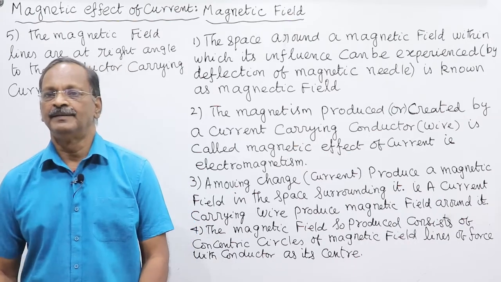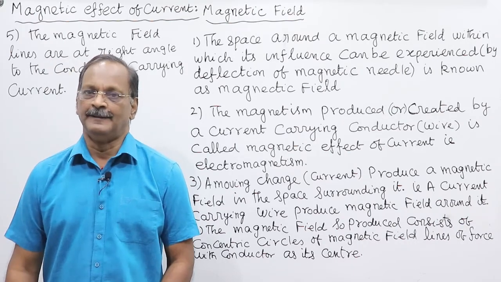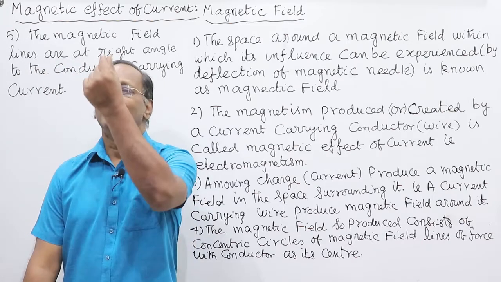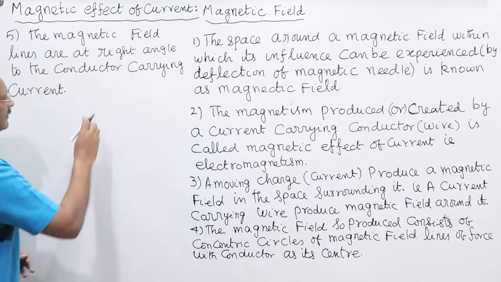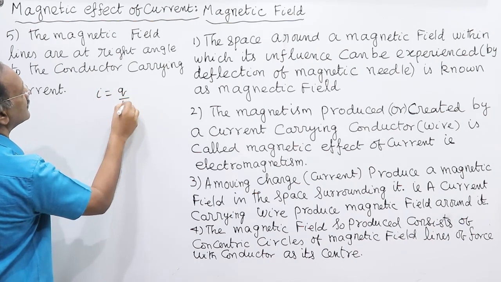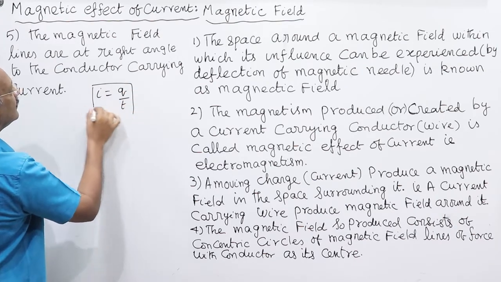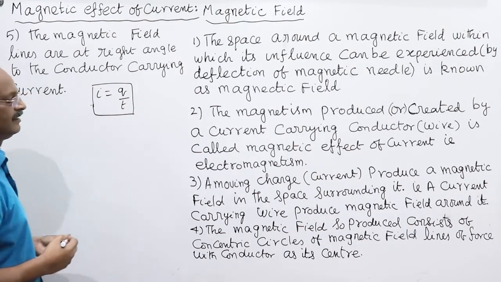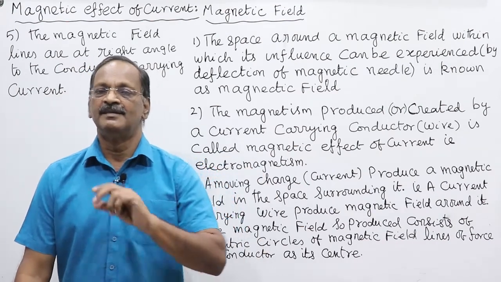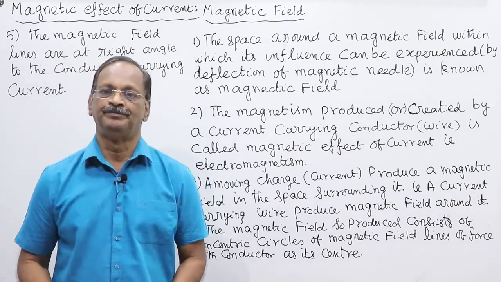Welcome to the new topic, magnetic effect of current. Whenever a current is flowing in a conductor, what is current? Current is equal to charge flowing in a given time, that is called current. It means current flowing through a conductor means charge is flowing through a conductor.